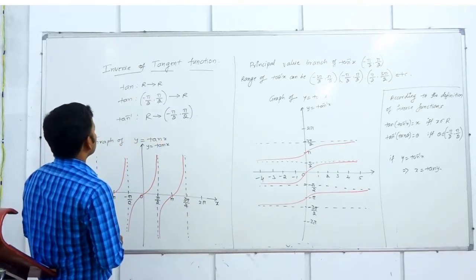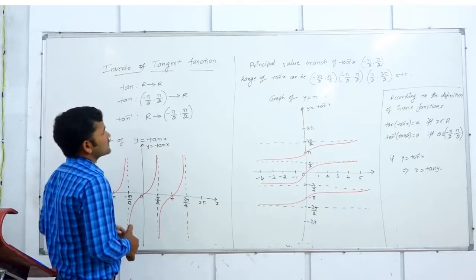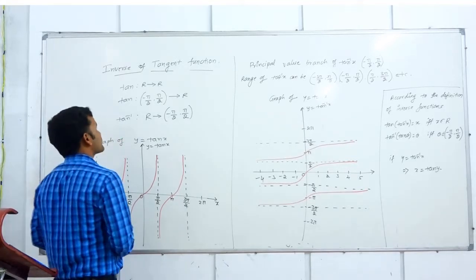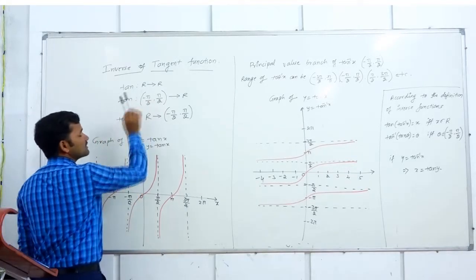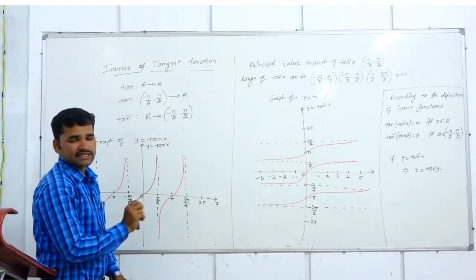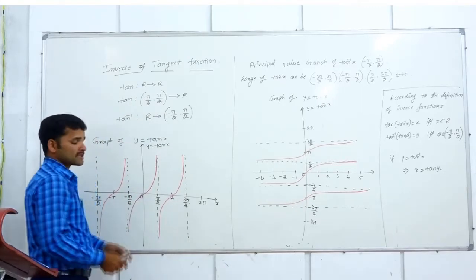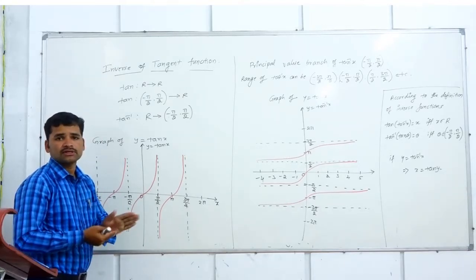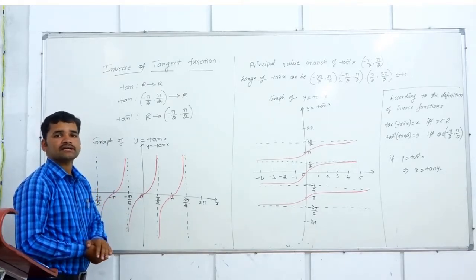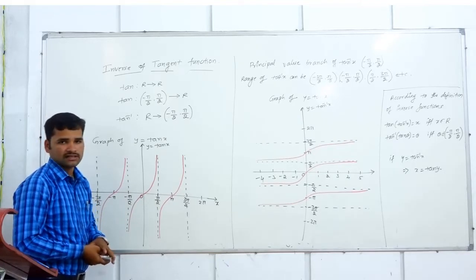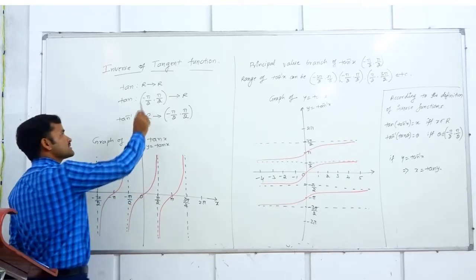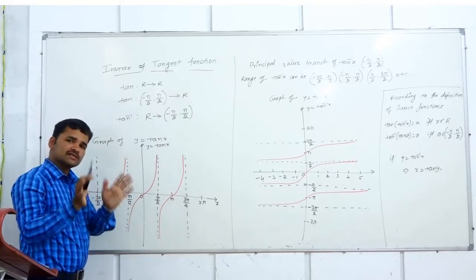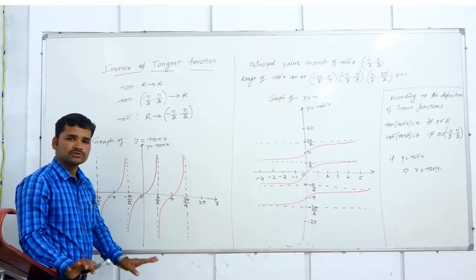Here we are going to deal with the inverse of the tangent function. If I consider the function tan from R to R, real numbers to real numbers, first of all we should know whether the given function is onto or not. The range of the trigonometric function tan theta is R, all the real numbers. Here we have considered R to R, so the function is already onto, no need to do anything.